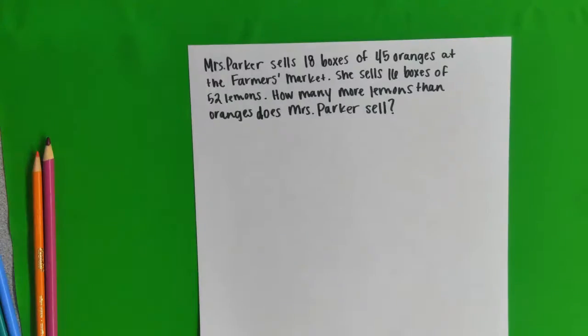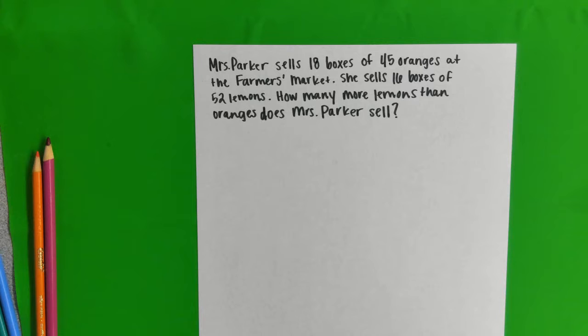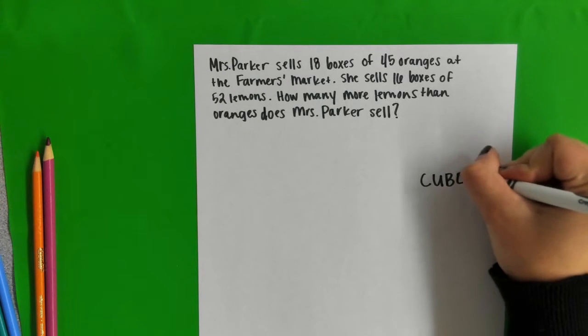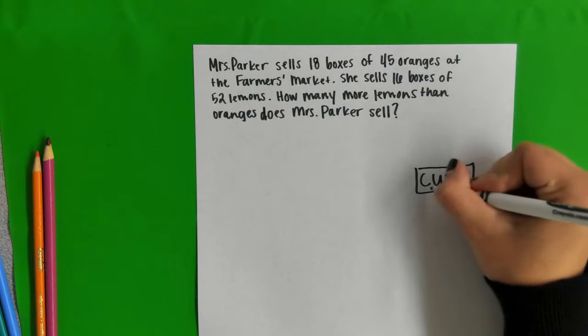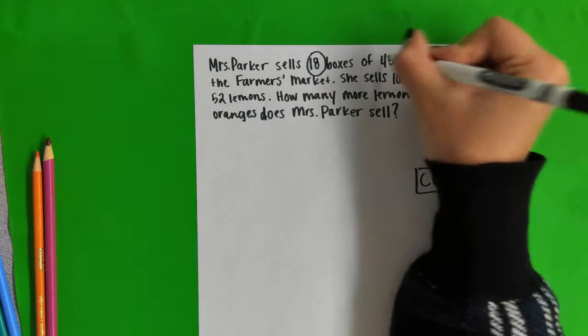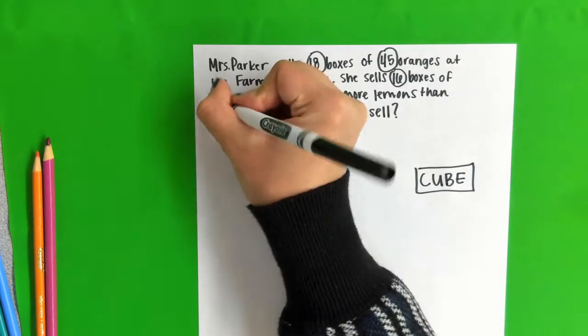Now we're going to try a word problem. Miss Parker sells 18 boxes of 45 oranges at the farmer's market. She sells 16 boxes of 52 lemons. How many more lemons than oranges did Miss Parker sell? So I know the first thing that I do whenever I read a word problem is I need to cube. I circle my numbers. 18 boxes of 45 oranges, 16 boxes of 52 lemons.